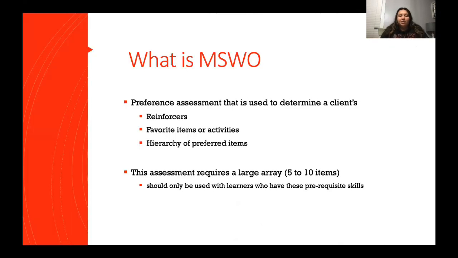What is multiple stimulus without replacement? It is a preference assessment that is used to determine reinforcers, favorite items or activities, as well as create a hierarchy of preferred items for your specific client. This assessment does require a large array, so it should only be done with learners who meet those prerequisite skills.